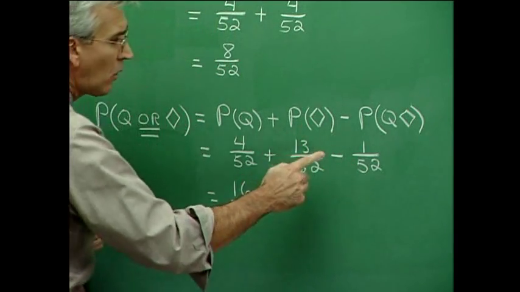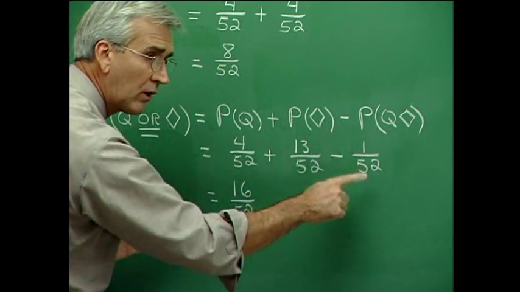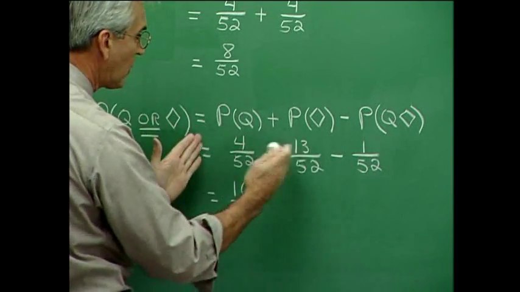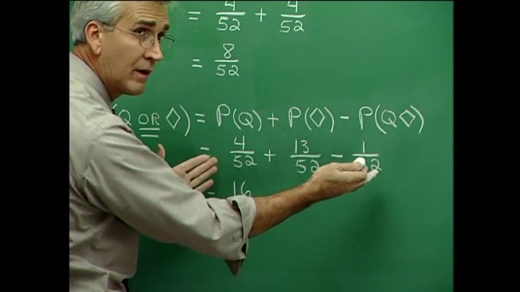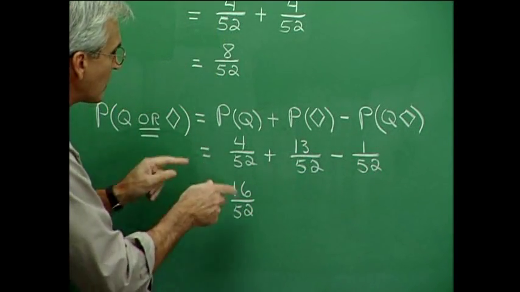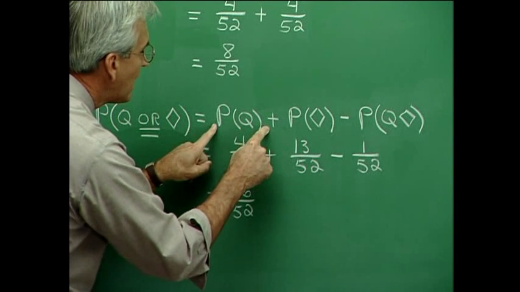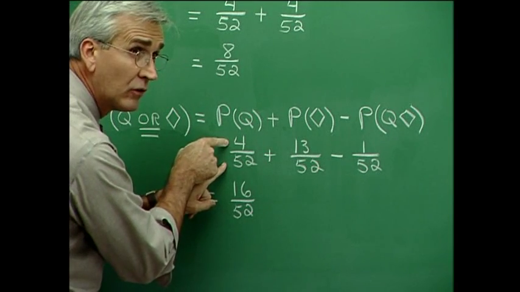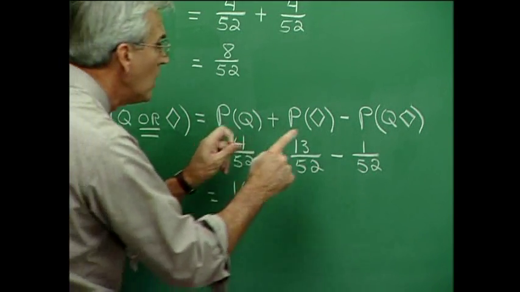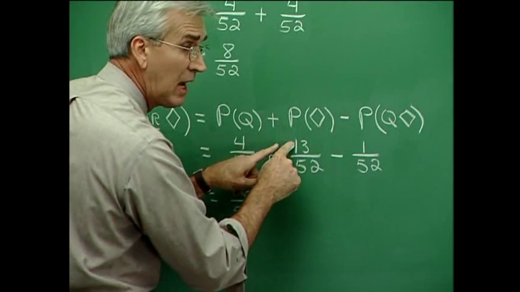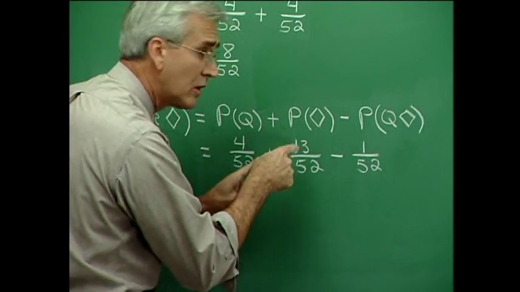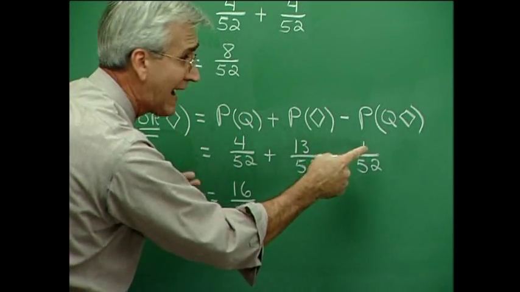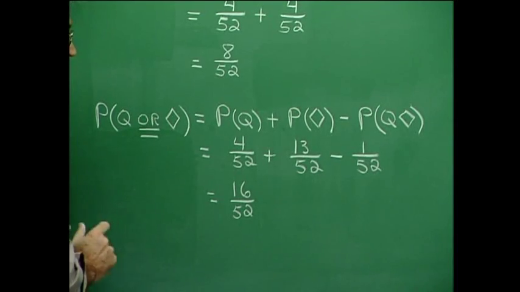Now the reason why we have to subtract out this 1 over 52 is because we're actually counting the queen of diamonds twice over here. So we have to subtract out one of them. We're counting the queen of diamonds twice because when we find the probability of a queen, we say there are 4 queens in the deck. Well, one of these 4 queens is the queen of diamonds. But here we have the probability of diamonds. There are 13 diamonds, but one of those diamonds is the queen of diamonds. So we're counting that queen of diamonds twice. So no wonder we have to subtract it out here to get our calculation to come out correct.